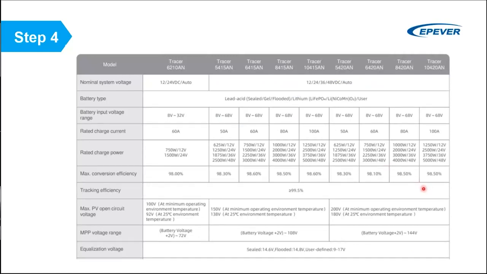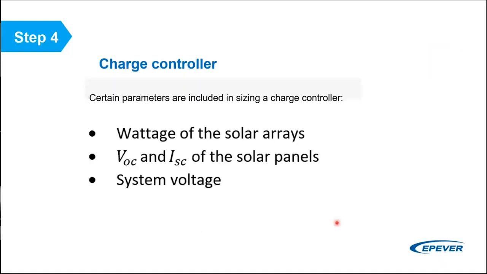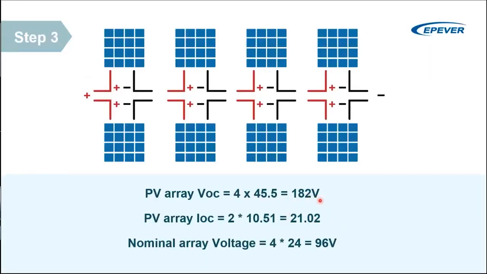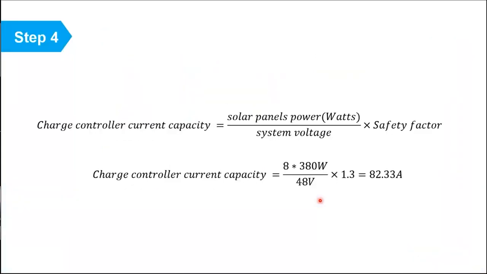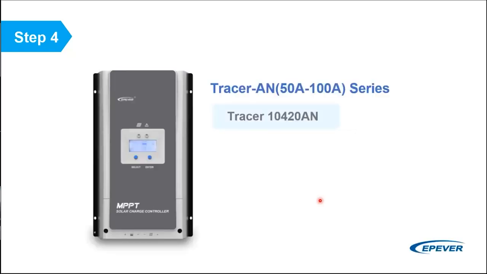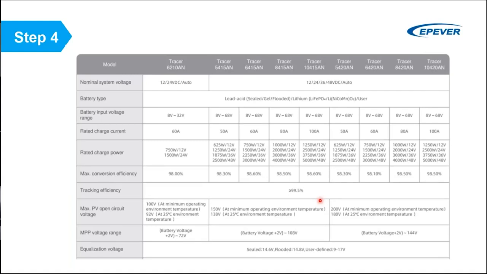And it's also tolerating something like, if I see it here, the maximum PV open circuit voltage, it's around 200 volts or 180 volts, which is almost in range. So I can say that I'm using the highest capacity of my charge controller and I'm still in range. So we are done with the charge controller. We know what we have chosen.